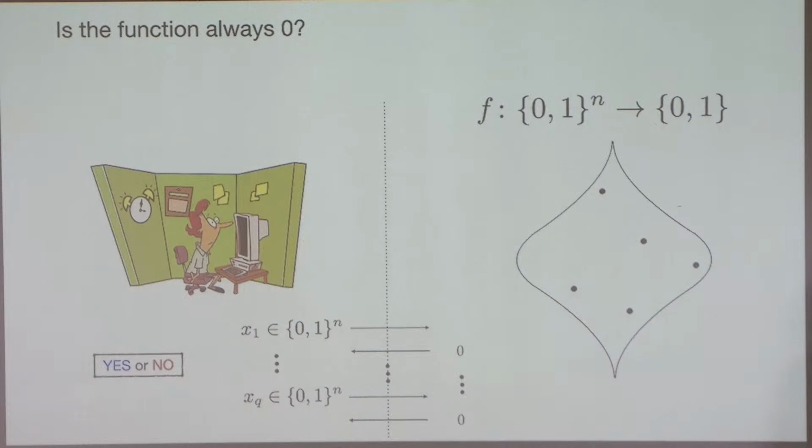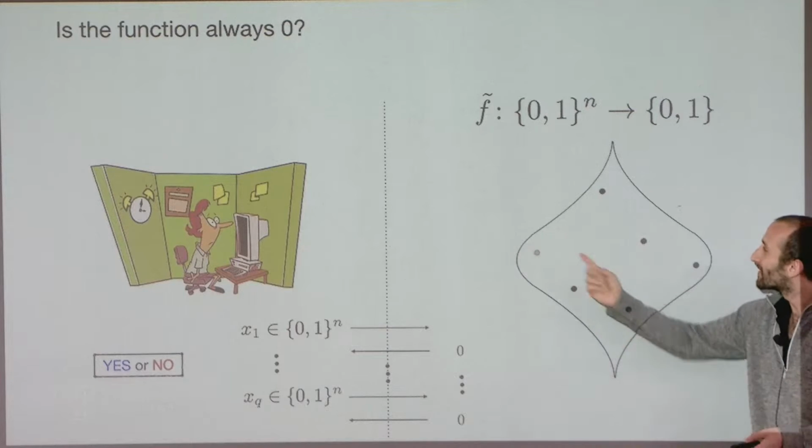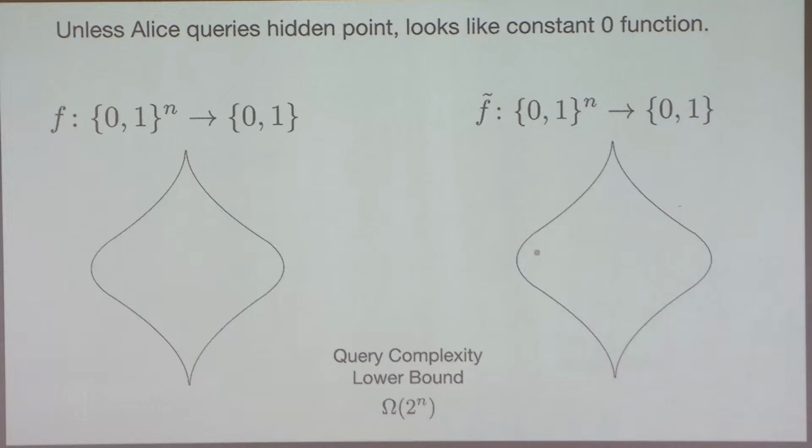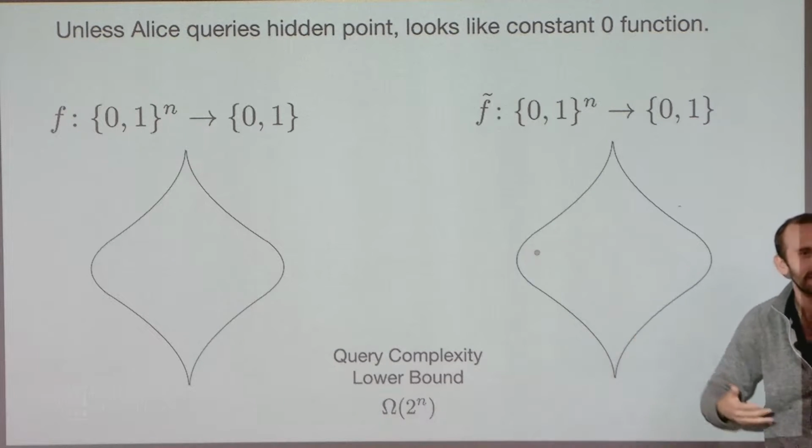And the reason why approximation comes up is because, well, unbeknownst to Alice, we could have been in a world where the function really was all zeros except for one point. Okay, maybe this gray point that I added. And really, unless Alice queries that hidden point that evaluates to 1 that she didn't know about, the view that she observes looks like the constant 0 function, even though this function f tilde is not the constant 0 function. Okay, so this motivates the notion of approximation.